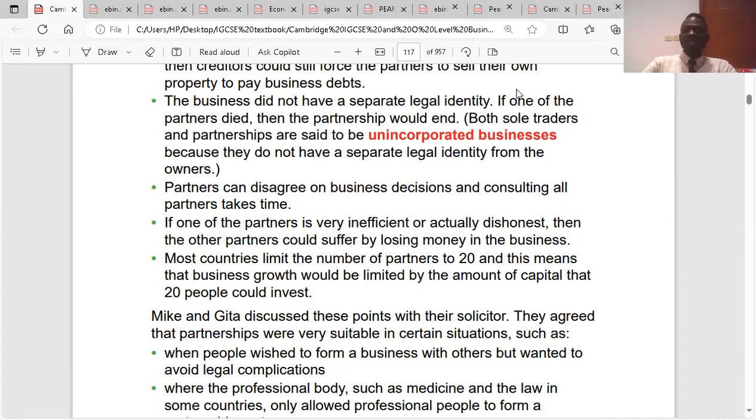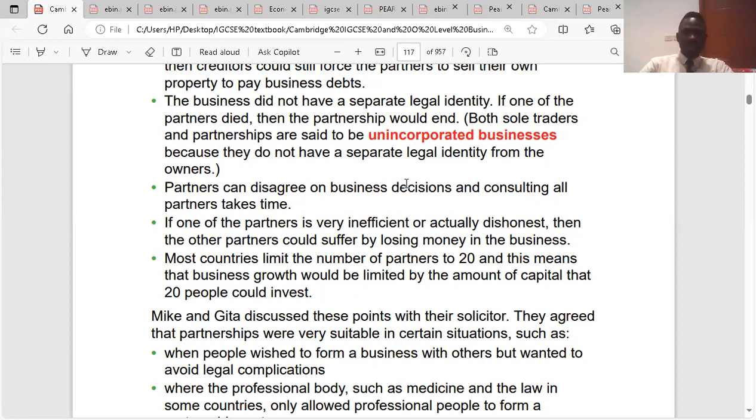Most countries limit the number of partners to 20, and this means that business growth would be limited to the amount of capital that 20 people could invest. Because we said the minimum is 2, the maximum is 20. So that means the amount of capital available to the business cannot exceed the capital contributed by 20 partners. So the capital employed is limited, based on the fact that there are limited numbers of people that could be in the partnership. Is it clear?